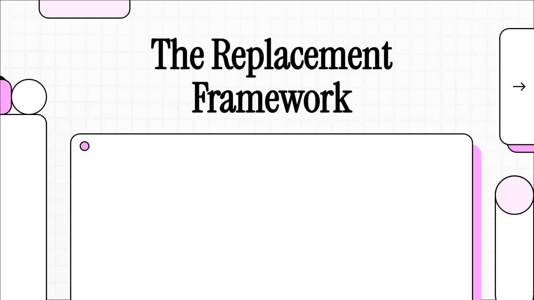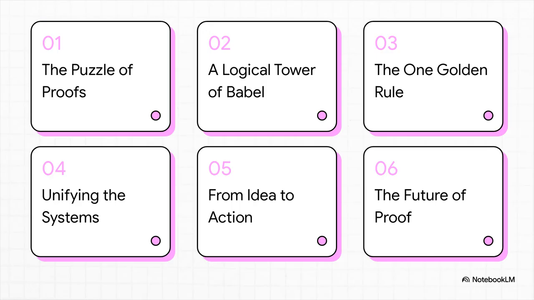It's a whole new way of thinking that boils down the very nature of logical proof to one single beautiful rule. All right, so here's our game plan. First, we'll tackle what a proof even is. Then, we'll dive into what I'm calling a logical Tower of Babel, all these clashing systems. After that, we hit the jackpot, the one golden rule that ties them all together. We'll see how it unifies everything, and then wrap up with why this is a huge deal for the future.